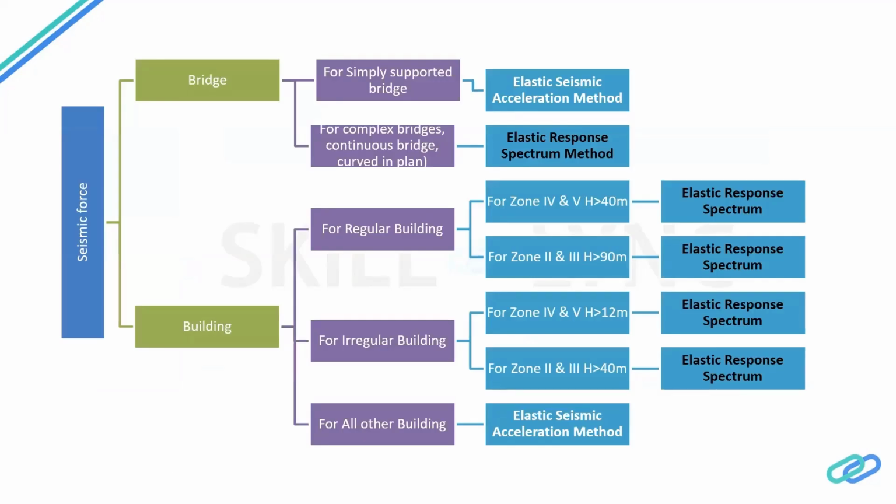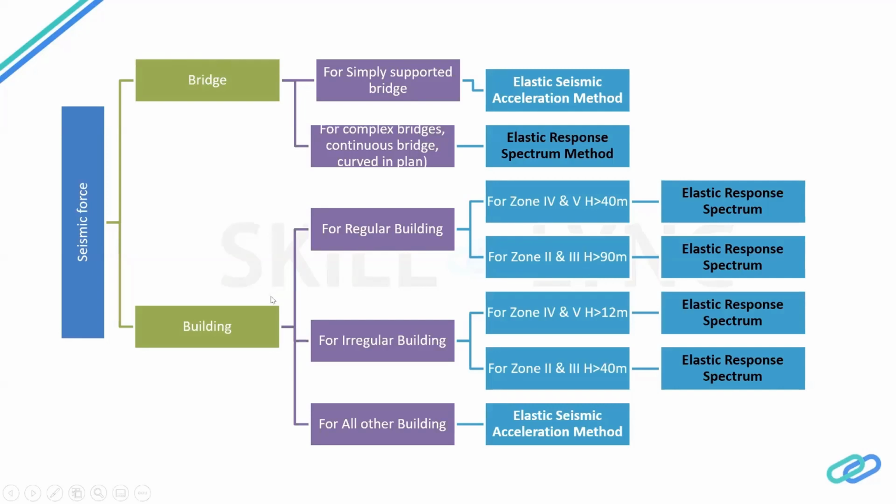The next one is seismic force. When it comes to seismic force, we have seen two methods, the elastic seismic acceleration method and the elastic response spectrum method. I will show where each method will be used. For bridges, if it is a simply supported bridge, we will use the first, simple method. But if it is a complex bridge, like a continuous span, or curved in plan, then we will use the elastic response spectrum method.